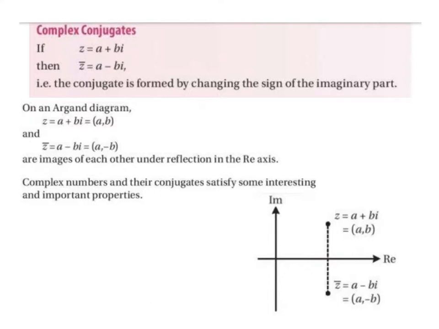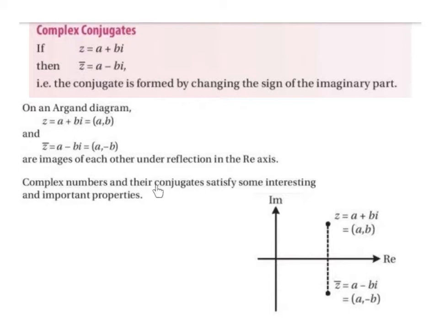Complex conjugates. If z is equal to a plus bi, then the conjugate of z is equal to a minus bi, i.e. the conjugate is formed by changing the sign of the imaginary part. On an Argand diagram, z is equal to a plus bi equals the point (a, b). And the conjugate of z is equal to a minus bi, which is the point (a, minus b). These are the images of each other under reflection in the real axis. So the real axis is like a mirror line.